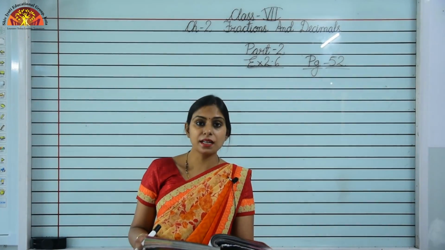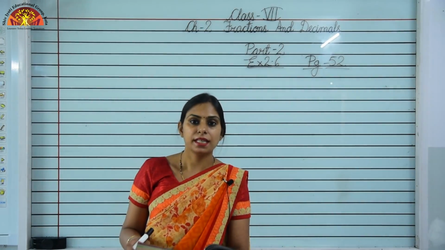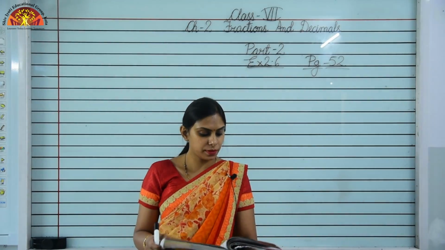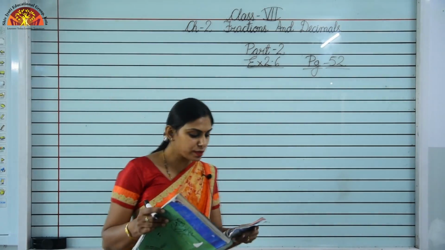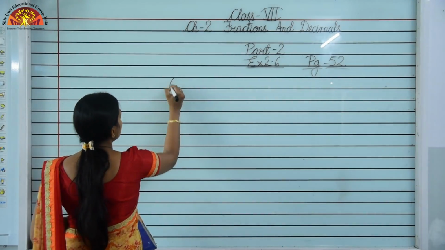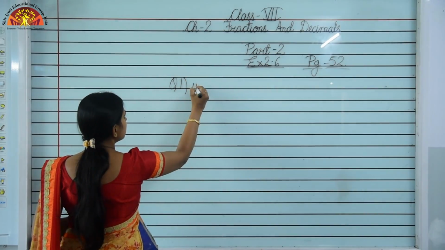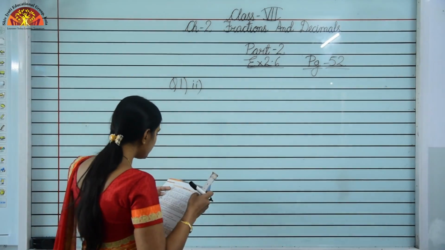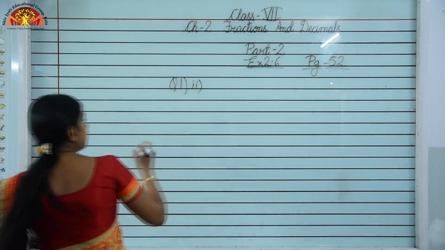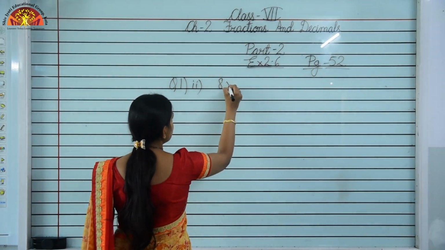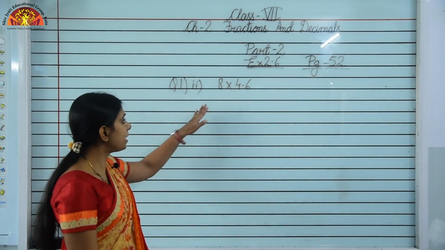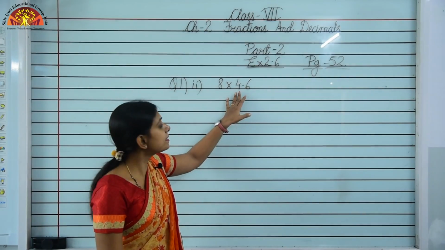Now children, we will start with exercise 2.6. In this exercise, we will see the multiplication of decimal numbers. So just see the first question over here, it's very much easy. Question number first, second part. What is given over here? That is 8 into 4.6. So you have to multiply 8 with 4.6, which is a decimal number.